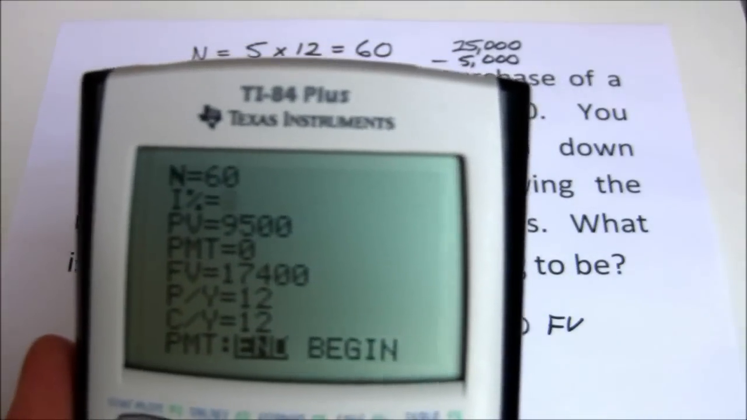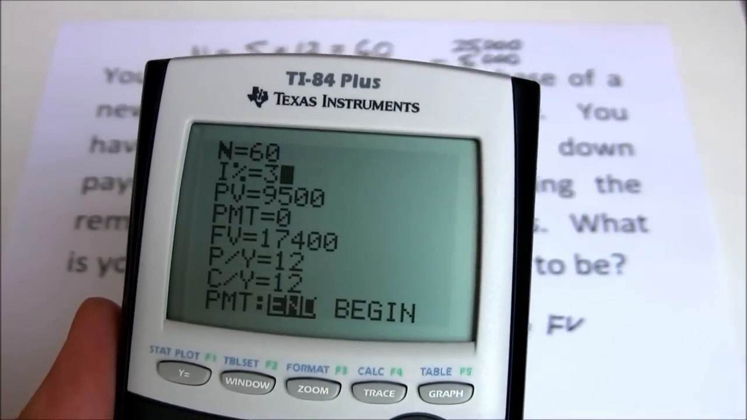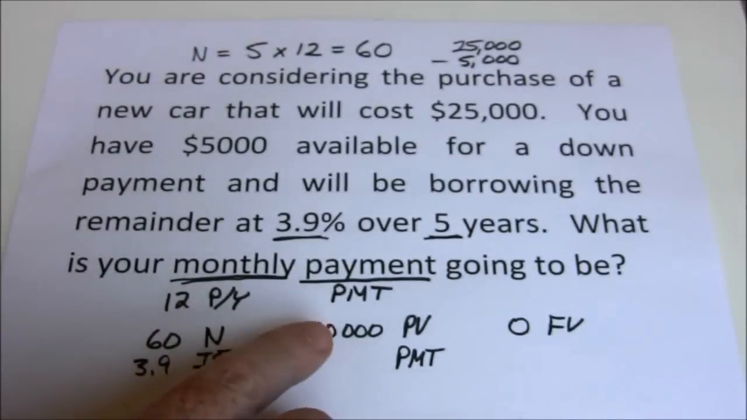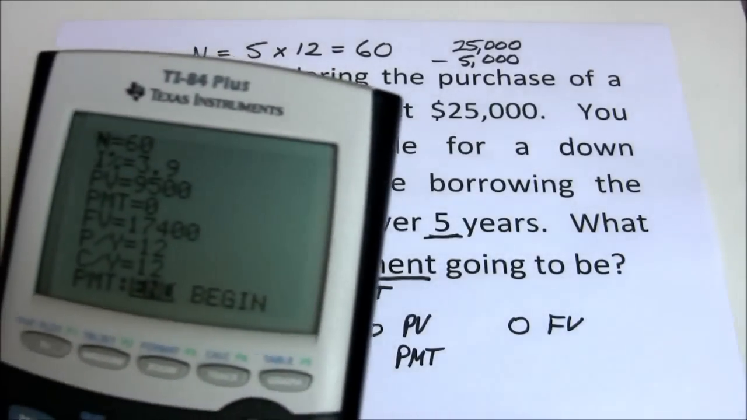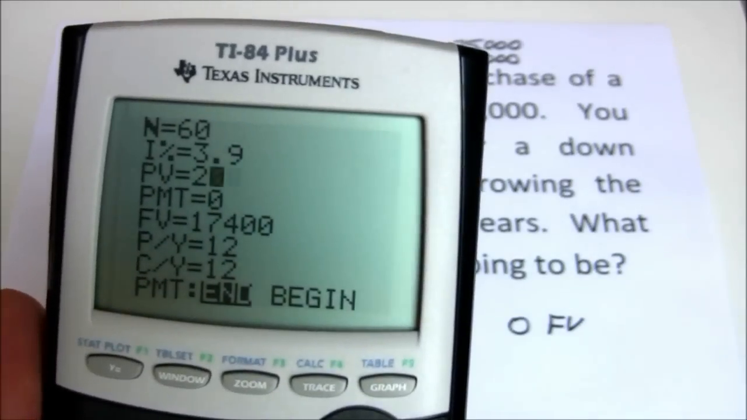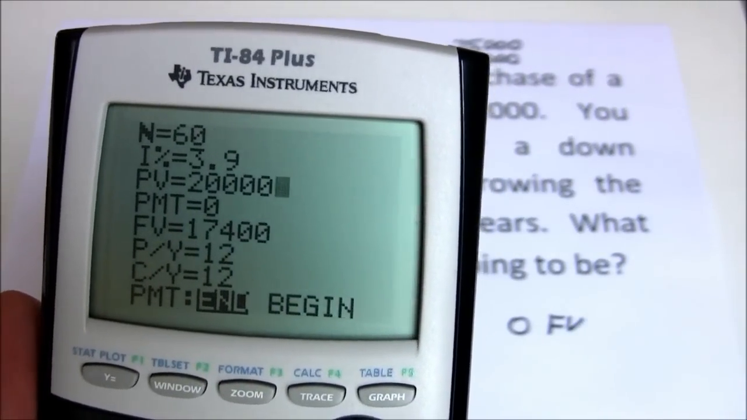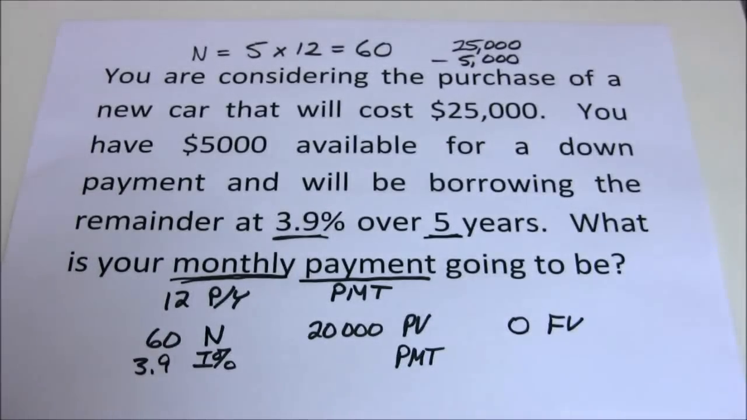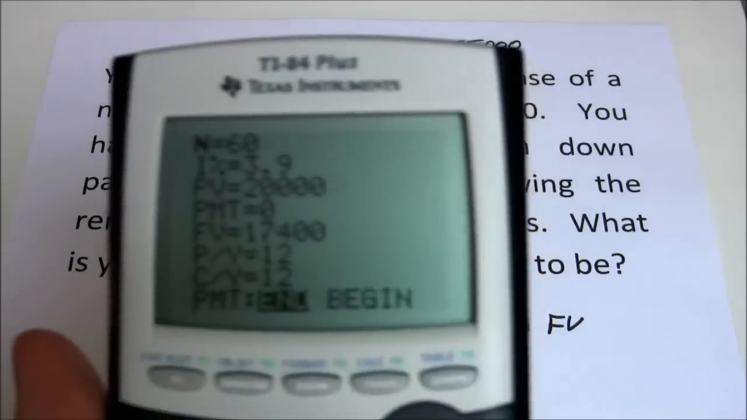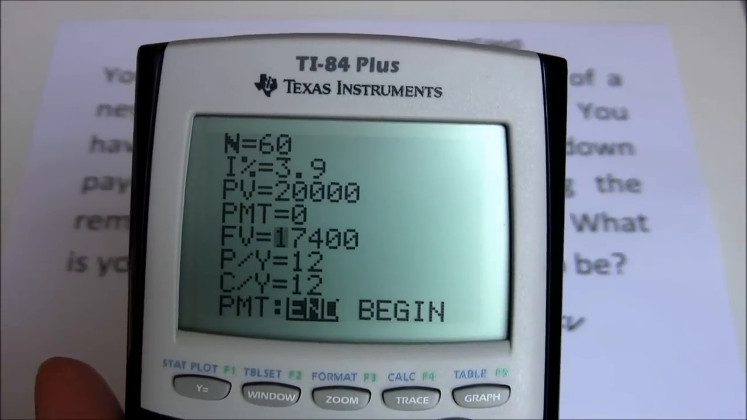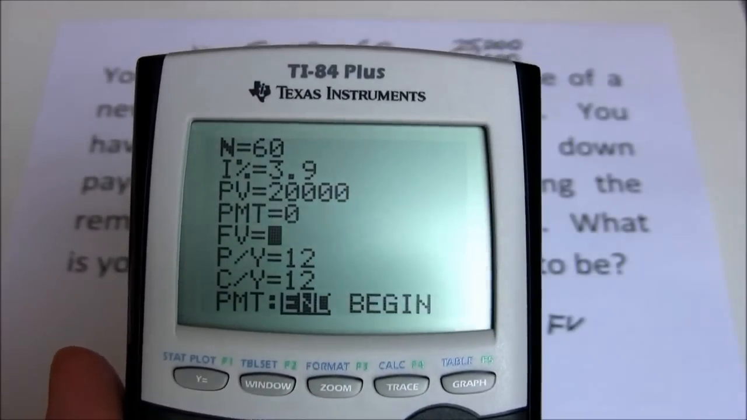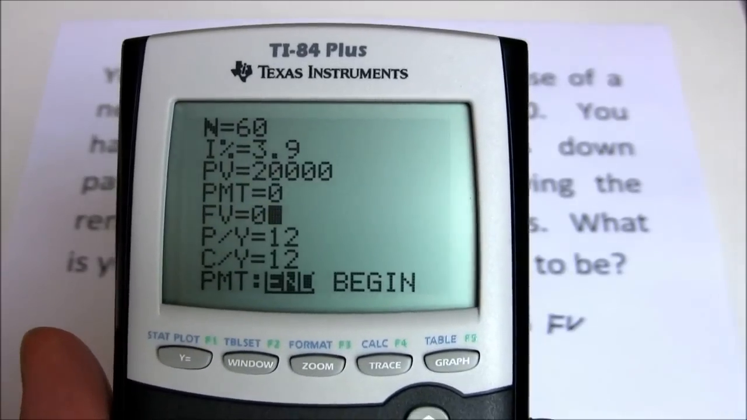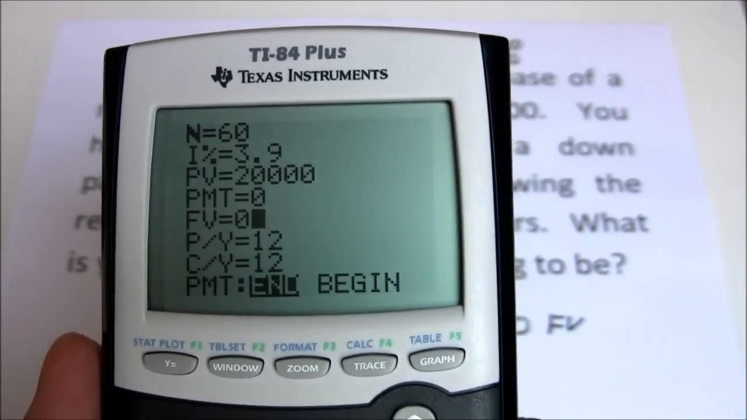Interest was 3.9. Let's go ahead and clear that. 3.9 is our interest. Our present value is 20,000. It's going to be positive because we're receiving the 20,000 and we're going to pay back the monthly payment. Payment is what we're solving for, so let me just bypass that for now, get to the future value. Remember, my future value is 0. Periods per year is 12. Compounding periods per year is 12. Car payments are made at the end of every month.